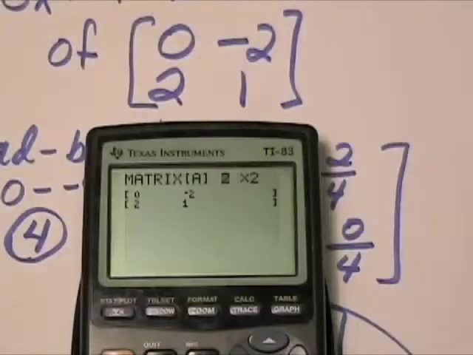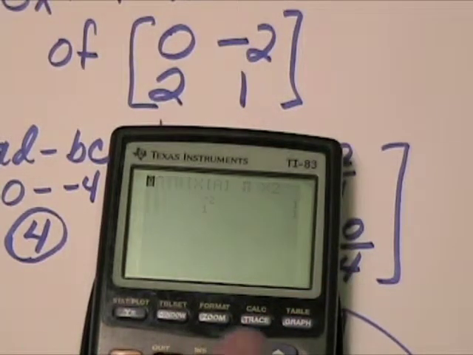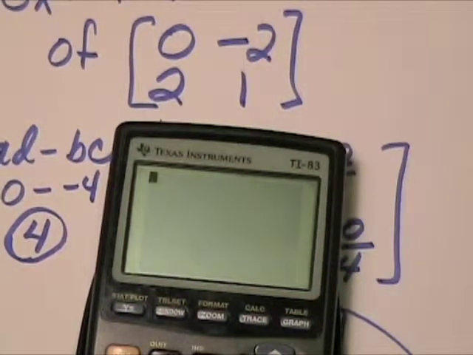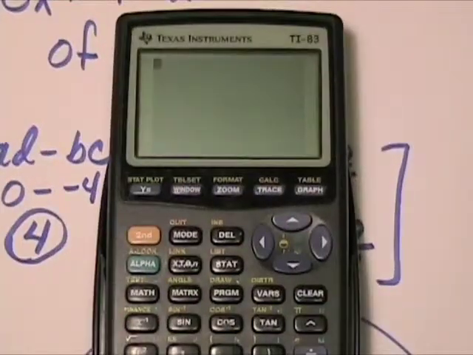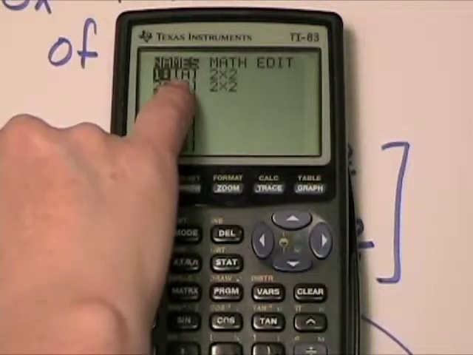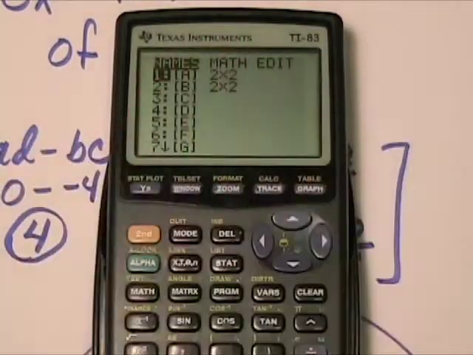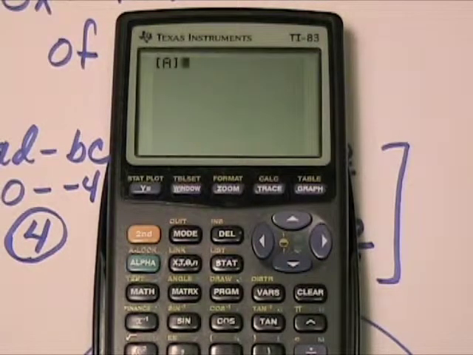Okay? Now, to find its inverse, all we have to do is call it up. So we're going to go ahead and quit out of that. I'm going to hit my matrix button. I have two matrices stored in here. The first one is the matrix in question. So the default is names. I'm just going to press enter and matrix A will come up.